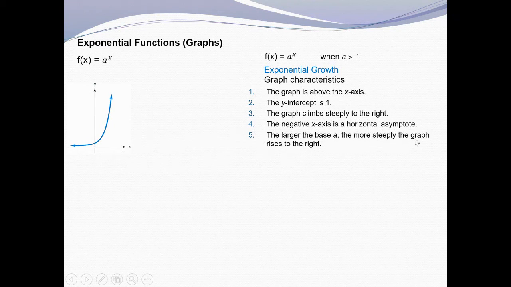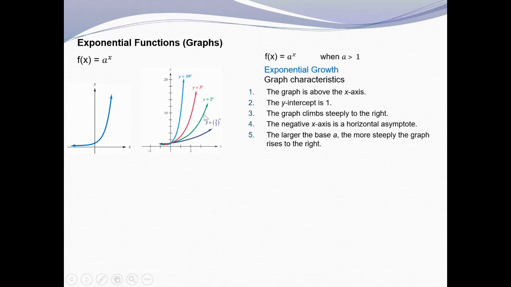The larger the a, the more steeply the graph rises to the right. If a is 2, 3, or 4, the graph begins to tilt closer to the y-axis. The bigger the a, the more it goes this way. And if a is a fraction, it goes wider. I'm going to show you an example.